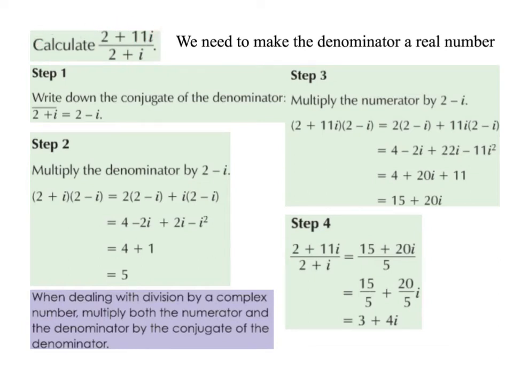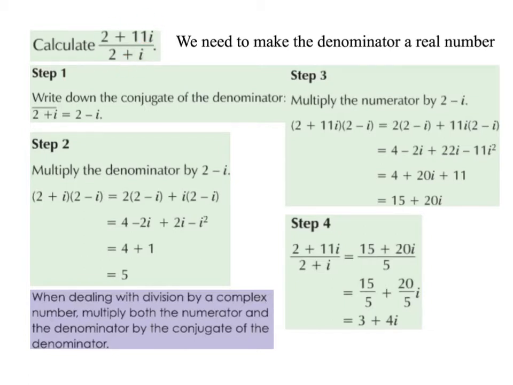Calculate (2 + 11i) divided by (2 + i). So here we have a fraction. Our numerator is a complex number, so the first part is a real part and the second part is an imaginary part. And our denominator is also a complex number. Real part, imaginary part.